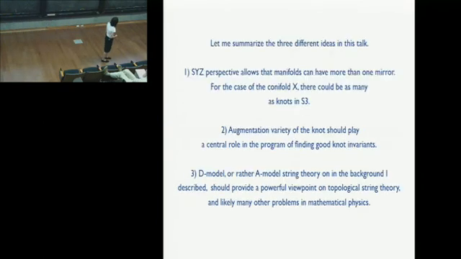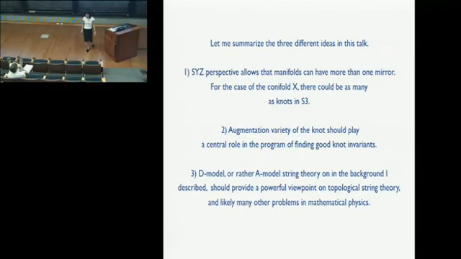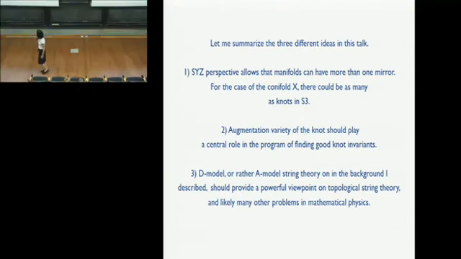All right. So let me just summarize the three different ideas in this talk. They're all very conjectural, even for a physicist, but I think they're very interesting. So one is that the SYZ perspective, or its generalization, allows manifolds to have more than one mirror. And for the case of the conifold, just a small extension of the SYZ ideas suggests that there could be as many mirrors as knots in S^3.